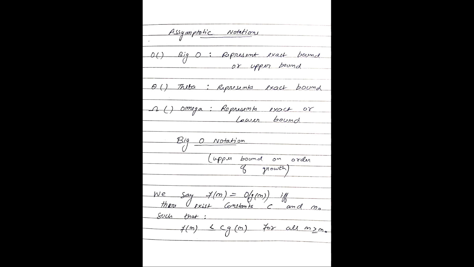We mostly prefer to use big O because it represents exact bound and upper bound. That is called upper limit. So that's why we use it. Now let's come to big O notation. That is big O.